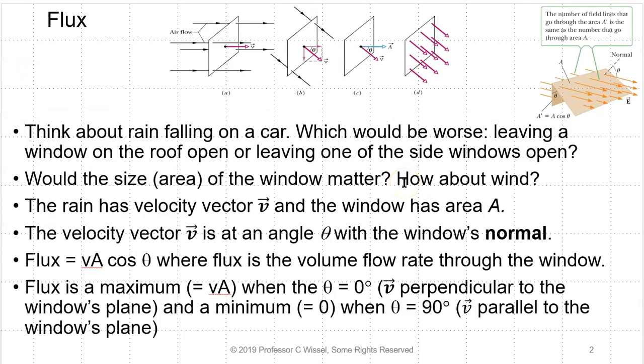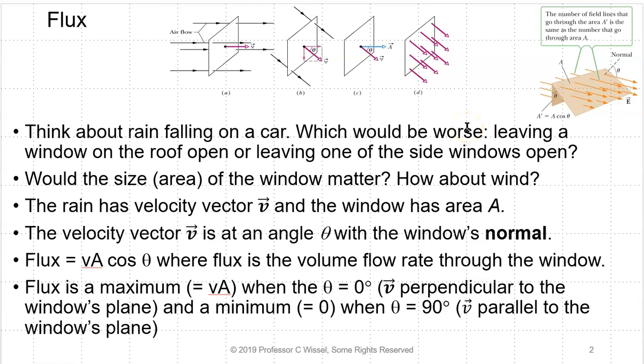Now think about rain falling on a car. Which would be worse, leaving the window on the roof open or leaving one of the side windows open? Would the area or the size of the window matter? How about the wind? If the rain has a velocity vector v and the window has an area A, the velocity vector v is at an angle theta with the window's normal. Now remember, you always measure angles relative to the normal. The easy way to remember that is we normally measure angles relative to the normal.